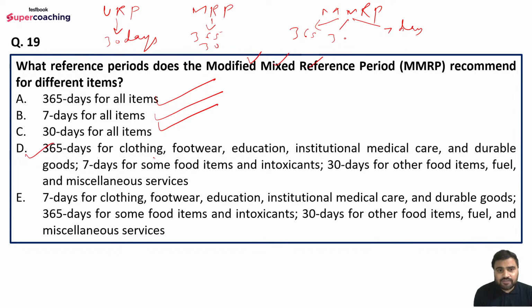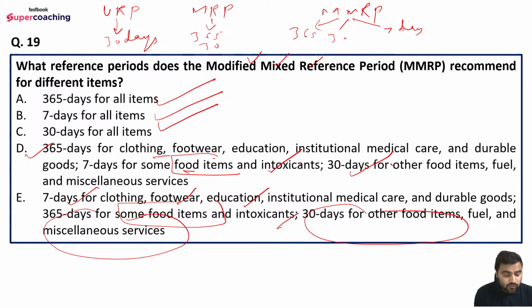So 365 days for clothing, footwear, education, institutional, medical care and durable goods, 7 days for some food items and intoxicants, 30 days for other food items, fuel and miscellaneous services. Option number E is 7 days for clothing, footwear, educational, institutional, medical care and durable goods, 365 days for some food items and intoxicants, and 30 days for other food items, fuels and miscellaneous services. Do let me know what is the right answer here. So the right answer here would be option number D only.